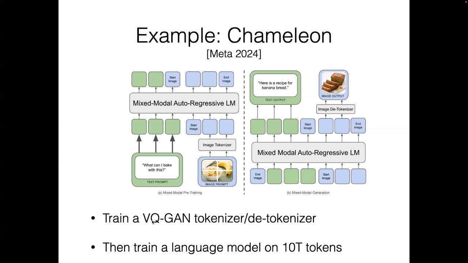So basically, they take this VQ-GAN tokenizer and detokenizer. Here you can see it's called image tokenizer and image detokenizer. And then you also have text, which you can obviously tokenize. And then the idea is they collected 10 trillion tokens, and a lot of them had both text and images interleaved. You can imagine, I don't know, websites and actually having the images there, something like that. And then just pre-train a huge model from scratch. And that is their Chameleon model.